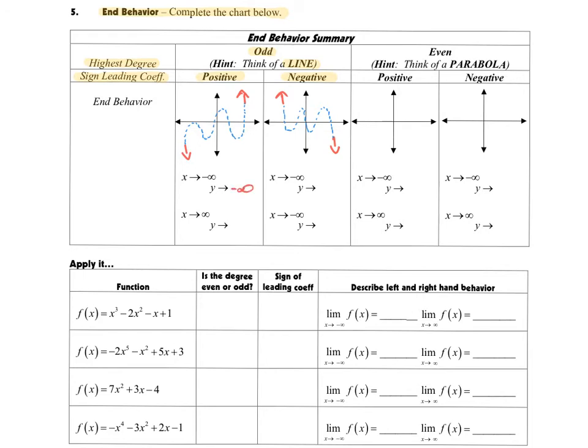And as my x values are going to positive infinity, what's happening with the y's? They're going to positive infinity. We can look at it for the next one as well. As x goes to negative infinity, I can see the y values are going to positive infinity. And as my x goes to positive infinity, the y's are going to negative infinity.